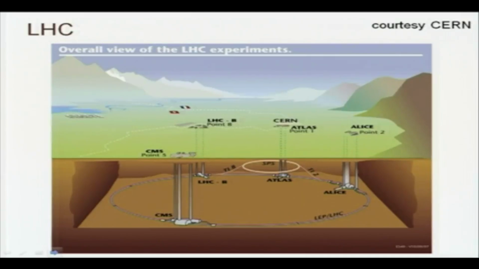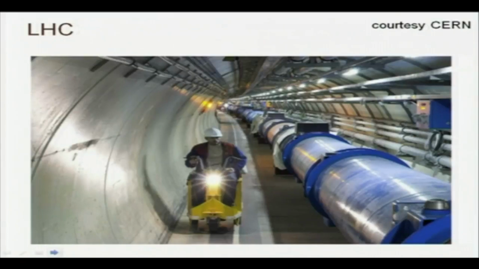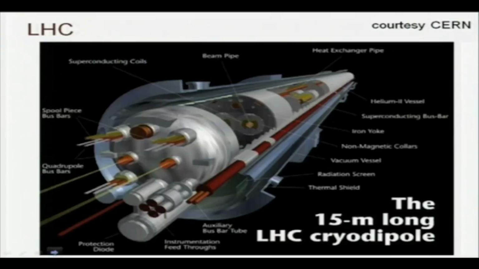That is one thing. You can see some schematic view of this, and this is the inside of the tunnel, just to give a feel of how big it is and how it looks. This is an actual photograph taken from CERN, courtesy CERN, and the magnetic field is provided through what are called dipole magnets.